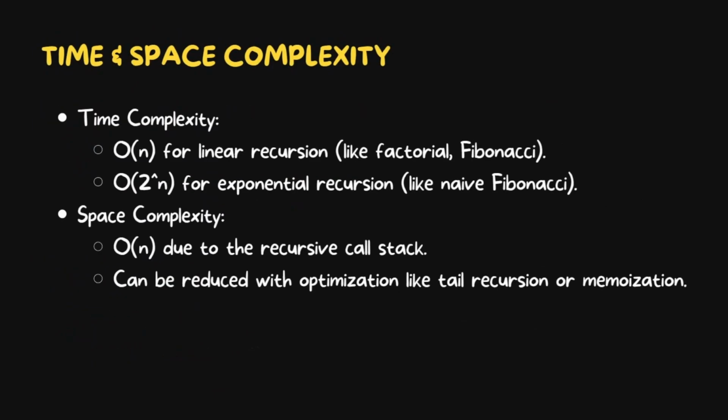Now, let's talk about the efficiency of recursion. Time complexity is order of n for linear recursion like factorial, and order of 2 raised to n for exponential recursion like naive Fibonacci. Space complexity is order of n due to the recursive call stack. This can be reduced with optimizations like tail recursion or memoization.